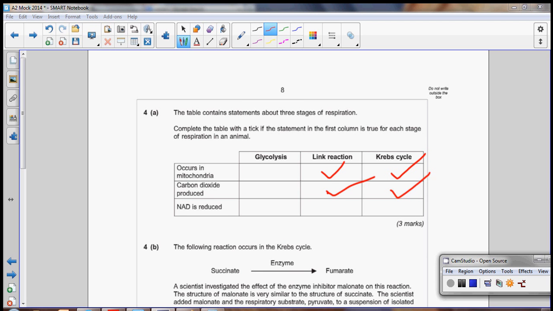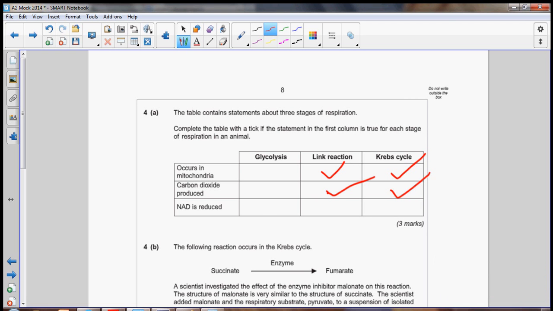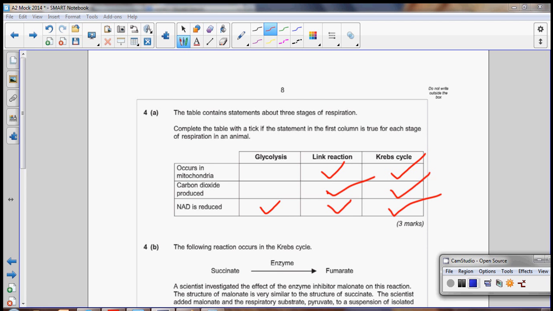Finally, it says NAD is reduced, and that's true for all three. NAD is reduced in glycolysis, the link reaction, and the Krebs cycle. You get a mark for each row which is correct. So a mark if you've got the occurs in mitochondria bit right, a mark for the carbon dioxide produced section, and a mark for NAD is reduced. And I'd hope that everyone doing this question would have got those 3 marks. The examiners are trying to give you an easy one to get you started for this question.